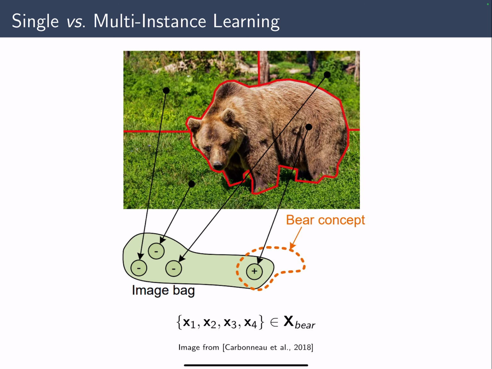Examples of this occur in image classification, where an image can be represented by a series of instances. Here we have an image of a bear that can be broken up into 4 patches. The goal of a multi-instance learning algorithm is to identify the instance within a particular bag that is representative or that is predictive of its label.